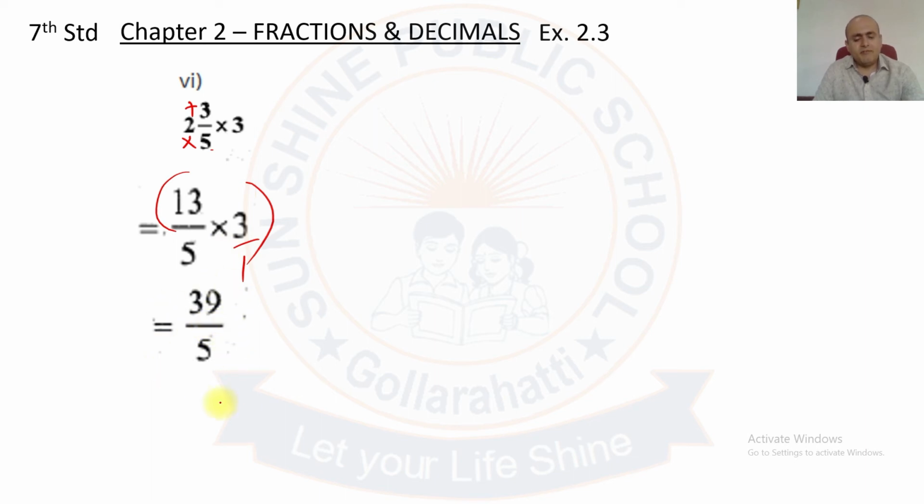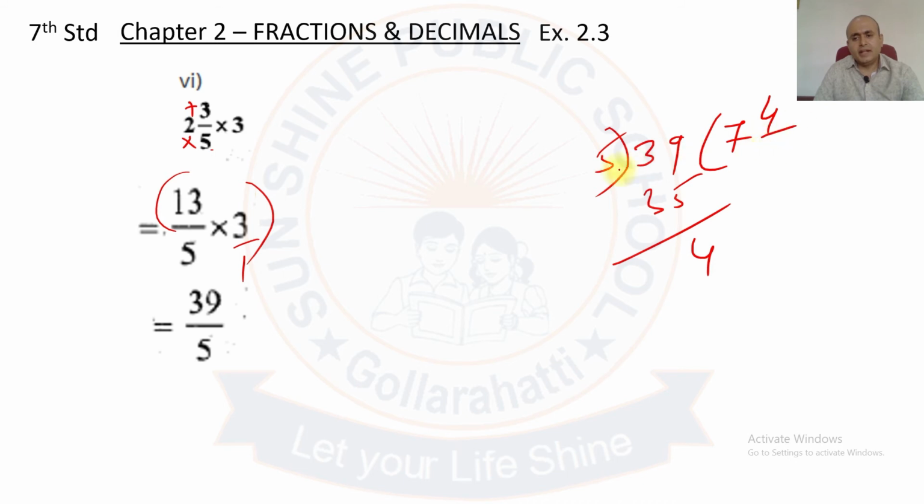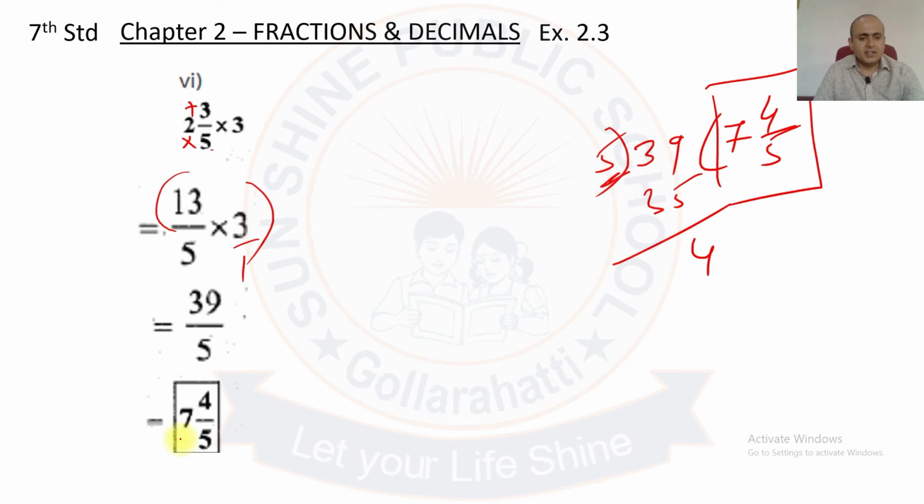Now this 39 by 5 we cannot simplify further, and it is an improper fraction. We should convert into a mixed fraction. Therefore 39 divided by 5. 5 sevens are 35 and the remainder is 4. This remainder 4 goes to the numerator and the denominator is 5 itself. So the answer is 7 4 by 5. Therefore we got 7 4 by 5 as the answer.